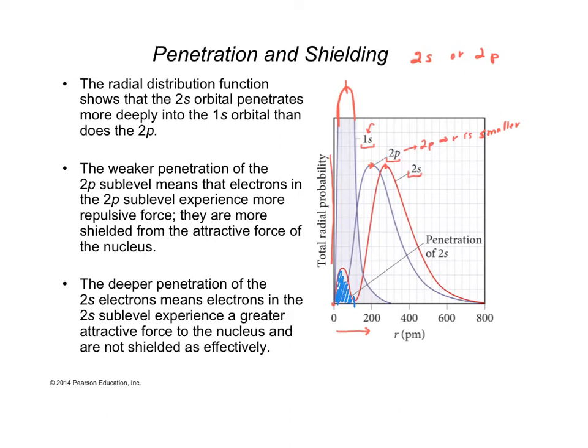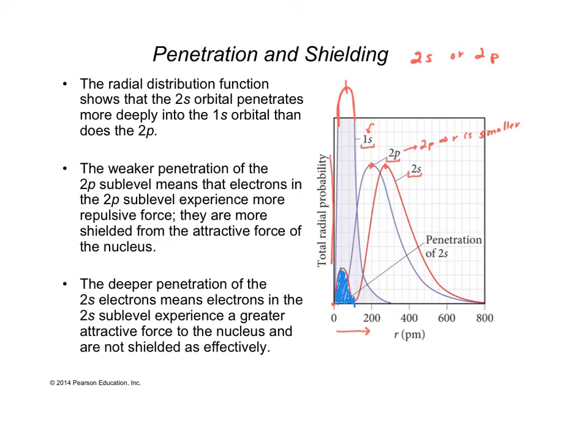This little bit of probability in the 2s orbital penetrates into the 1s orbital. And so for a small fraction of our electrons in our 2s orbitals, there is a small probability of them actually getting really close to the nucleus and penetrating, and essentially they aren't shielded by the 1s electrons because of that, okay?